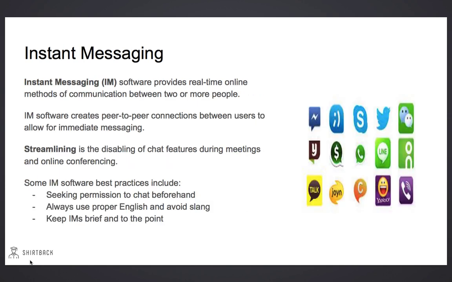Instant messaging is software that provides real-time online communication between two or more people. IM software creates a peer-to-peer connection between users that allows for the immediate messaging. Streamlining is the disabling of chat features during meetings and online conferencing. Some IM software best practices that we should use include seeking permission to chat beforehand, avoiding slang words and terms, and keeping our messages brief and to the point.